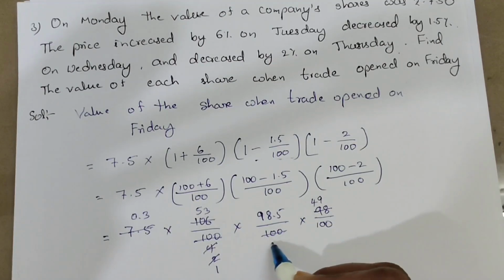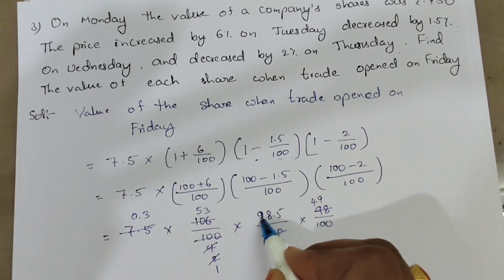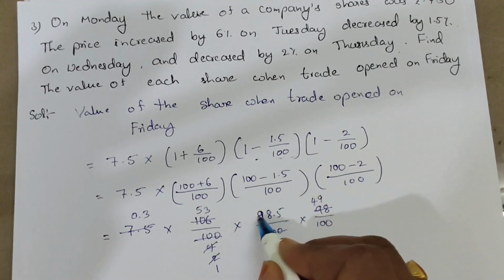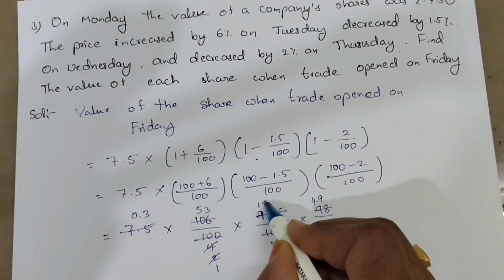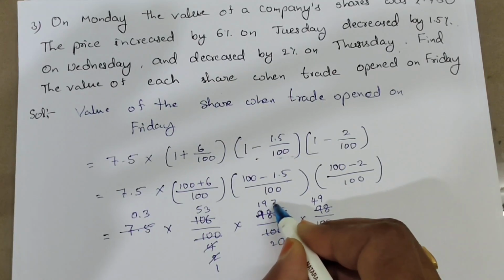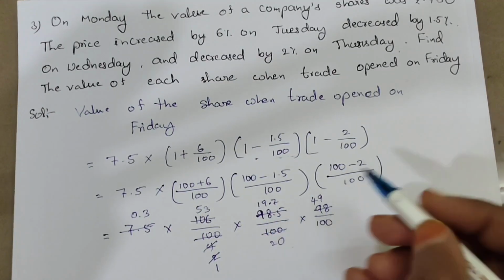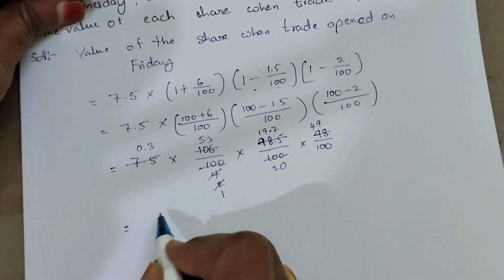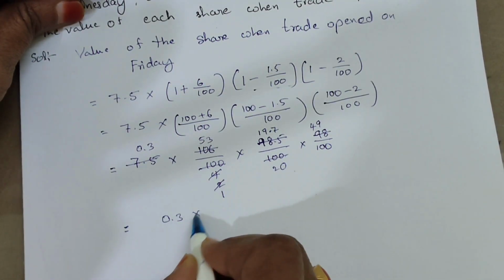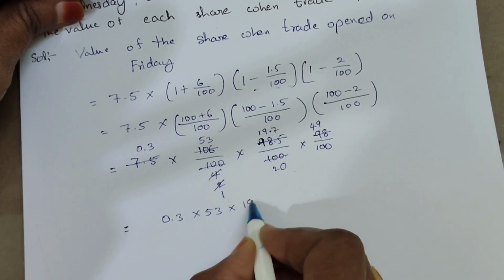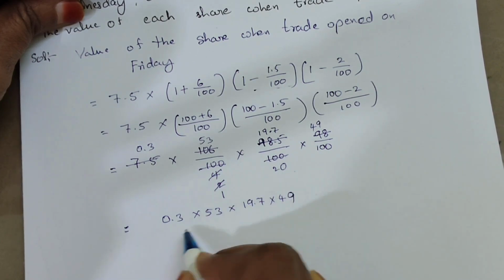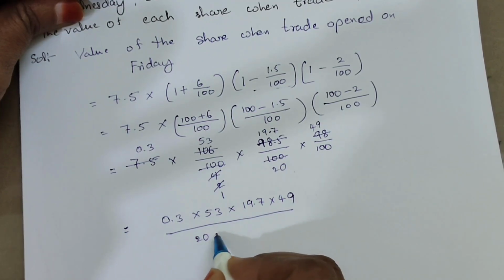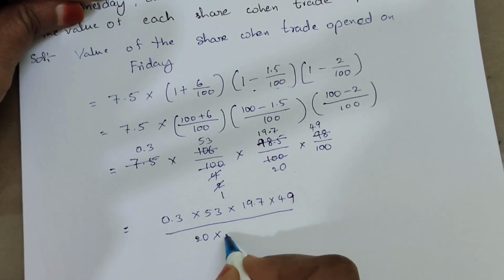Next here 5 table. Take 5 table. 5 2s are 0, again we write 0, 20. 5 2s are 5, 20s are 100. Next 5 1s are 5, 5 9s are 45, 5 7s are 19.7. Now here 0.3 into 53 into 19.7 into 49 by here 20 into 100.